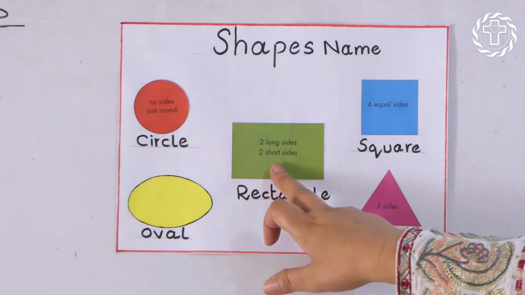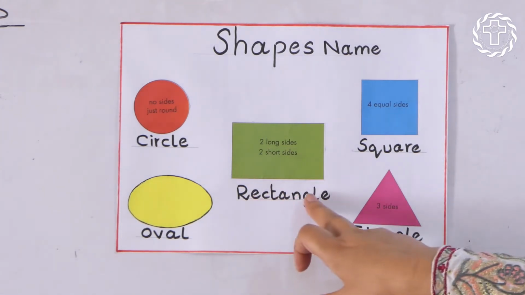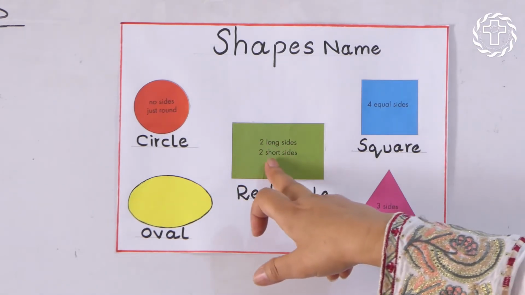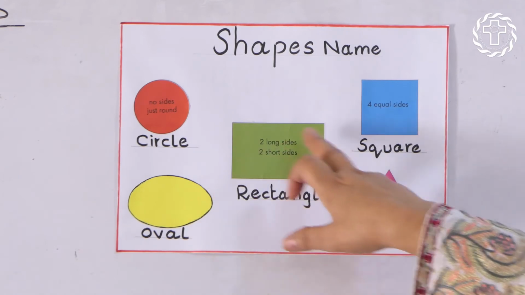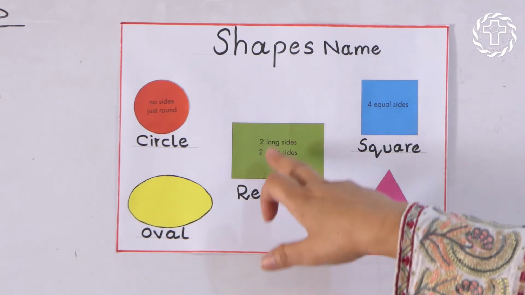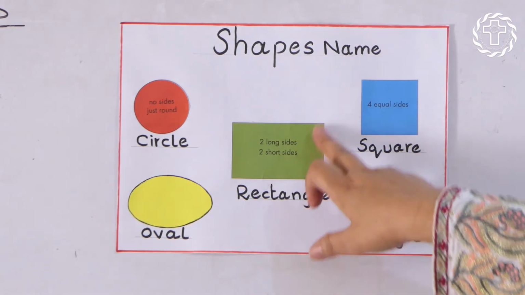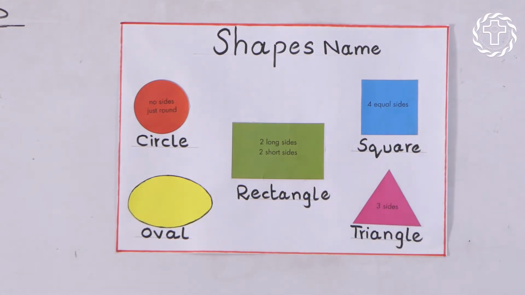Then rectangle. This is a shape of rectangle. It has 2 long sides and 2 short sides. These are short sides and these are long sides. And these are corners. This is a shape of rectangle.